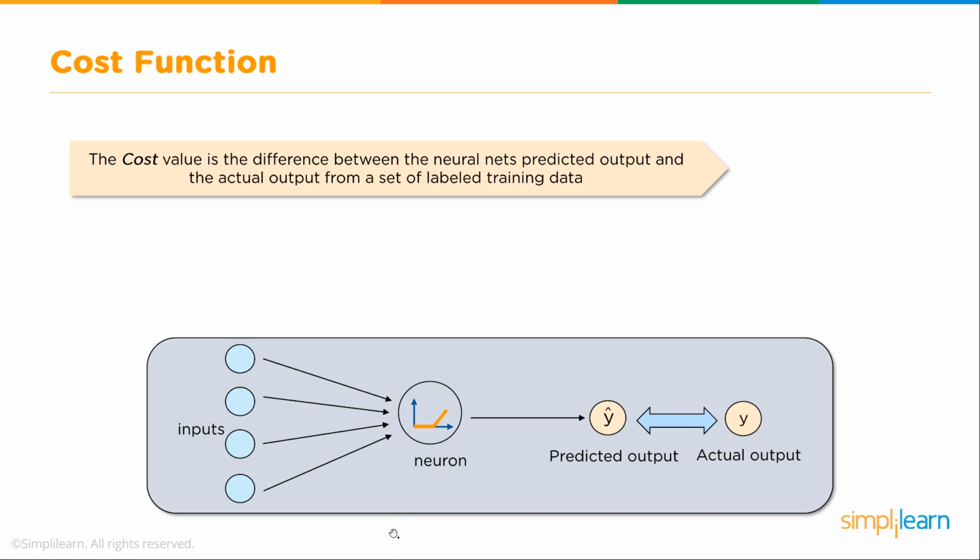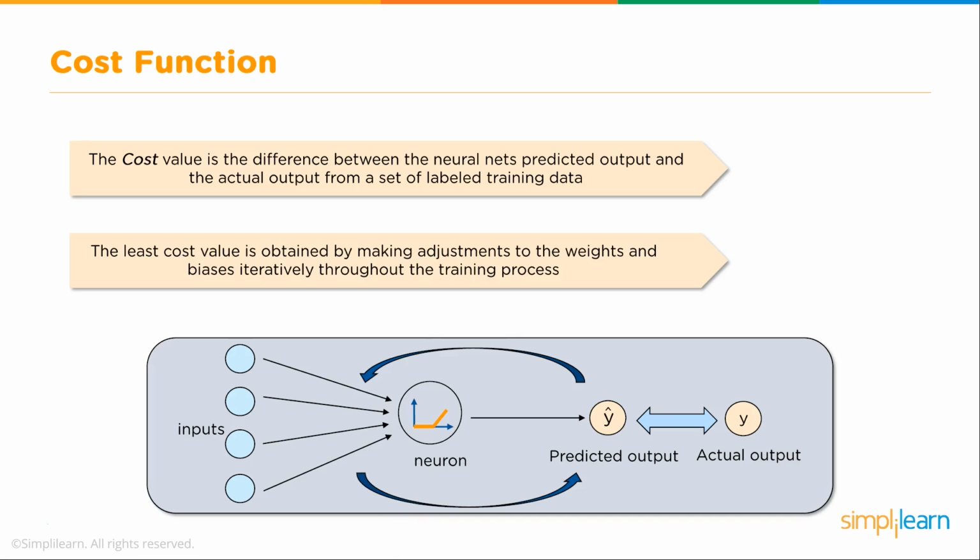You might also hear this as error, because that's the error value being returned. How far off is it? And what we're looking for is the least cost, or the least error value. And it's obtained by making adjustments to the weights and biases iteratively throughout the training process. And this is called back propagation.